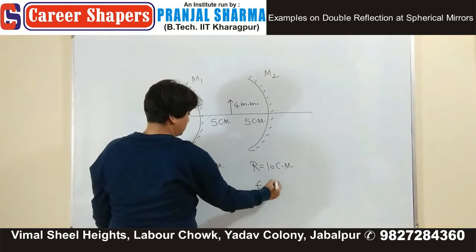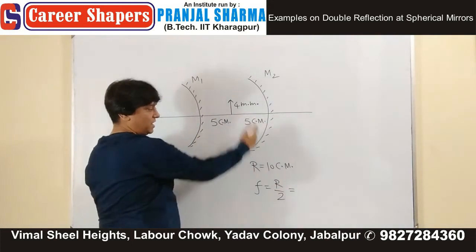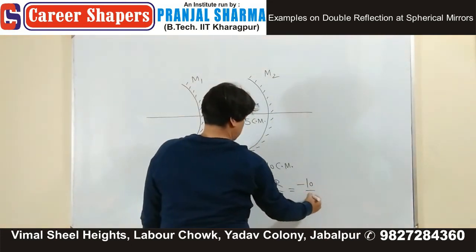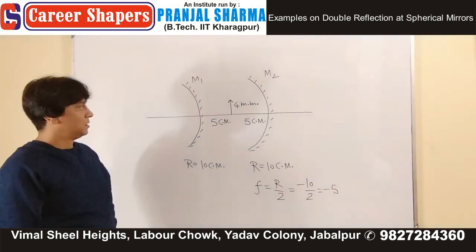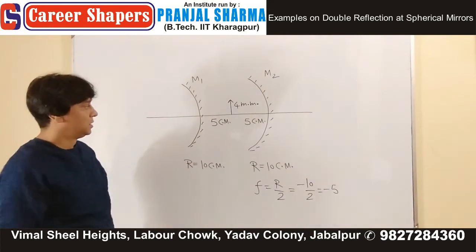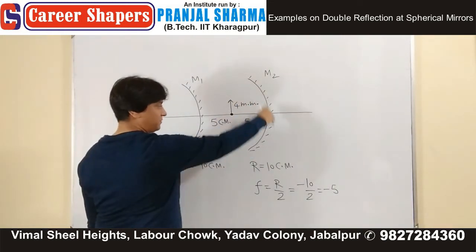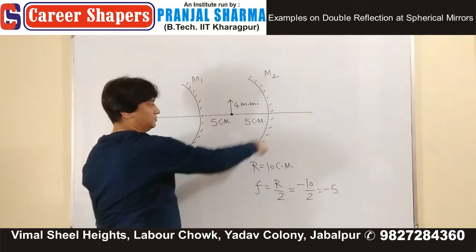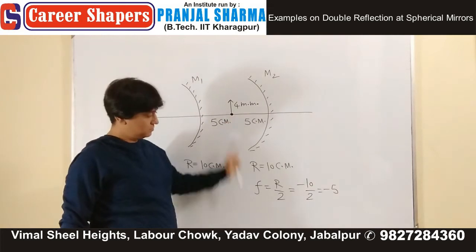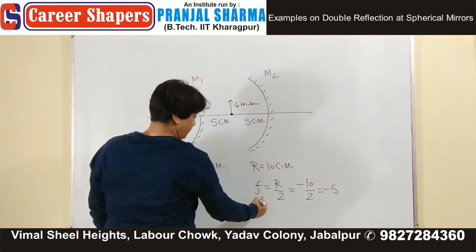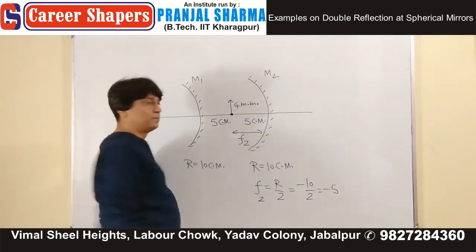What is focal length? R by 2. Take R with sign left, minus 5. That means this object is placed at the focus of M2, 5 centimeter. The focus of M2, F2. This is nothing but F2.